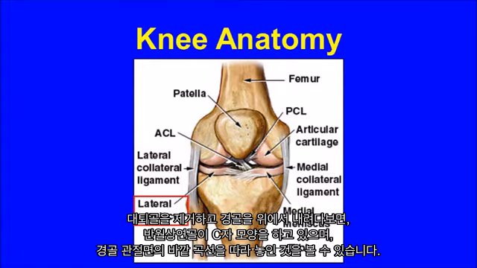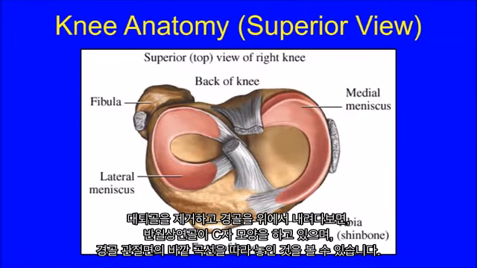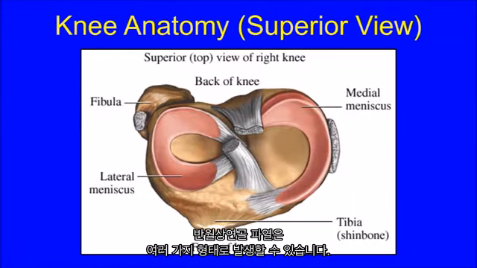If the thigh bone is removed and the shin bone is viewed from above, you can see how the menisci are shaped like the letter C and follow the outside curvature of the surface of the shin bone.